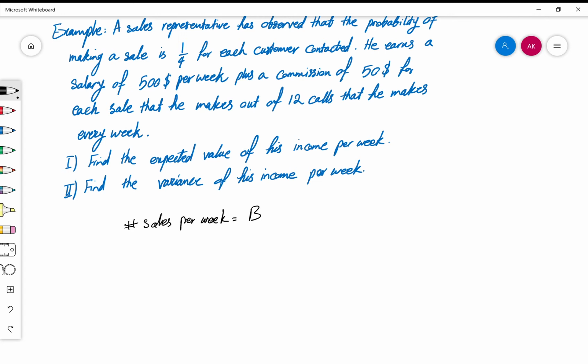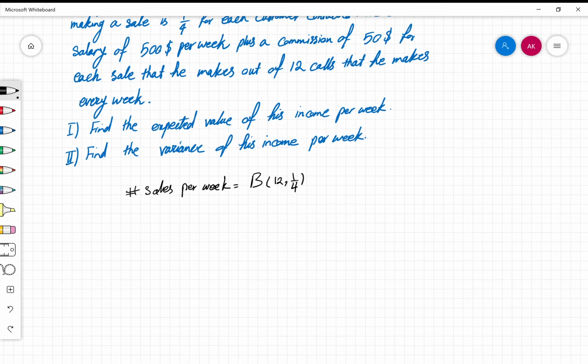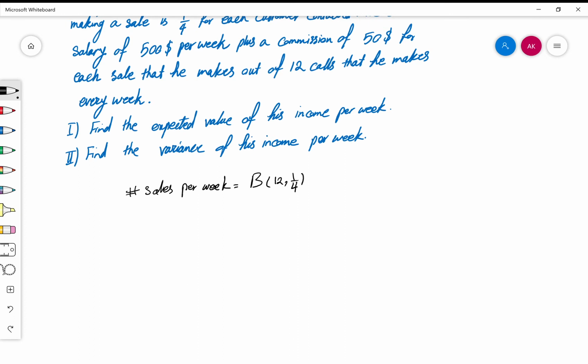You should see that he's doing 12 of these, and they are kind of independent. It doesn't matter if the previous one bought it or not. So he's doing 12 of these experiments, and the chance of winning here, meaning selling something, is 1/4. So the number of successes is counted by the random variable B(12, 1/4), a binomial random variable. But this is the number of random sales.